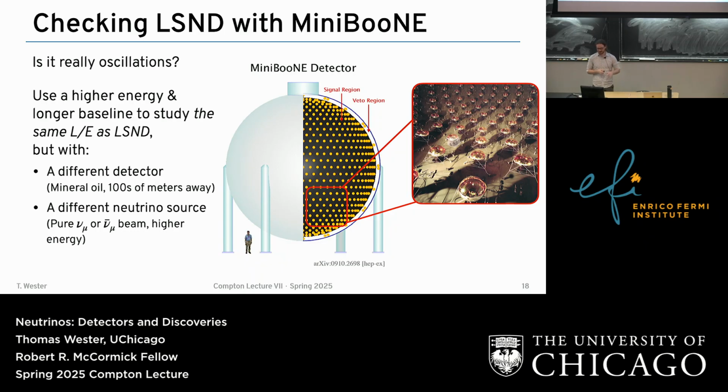So MiniBooNE used this giant liquid scintillator detector, and it was covered by walls of phototubes. And it was placed in a neutrino beam that was very pure in either anti-muon neutrinos or muon neutrinos. So different than the kind of mixture of neutrinos that you would get from the LSND neutrino source.